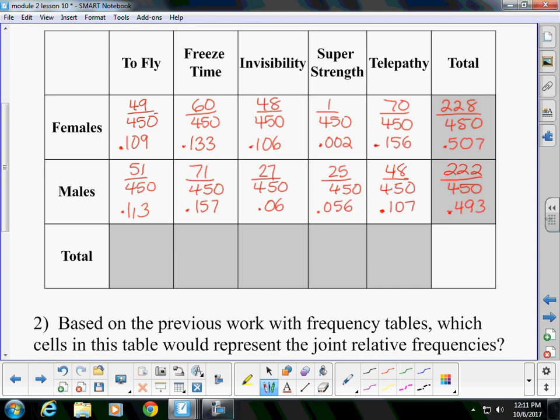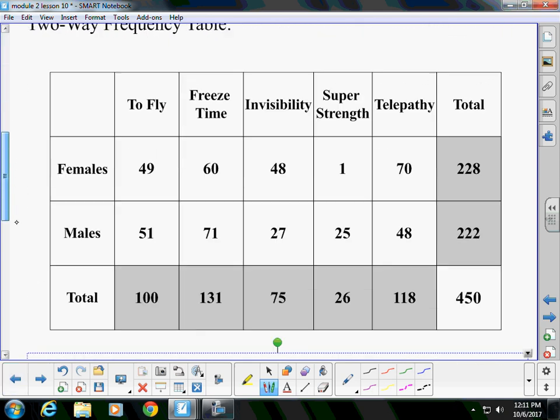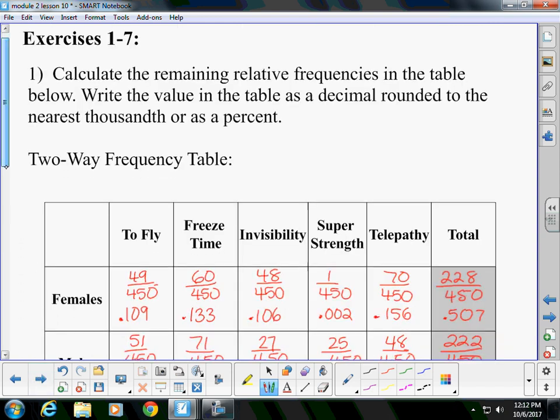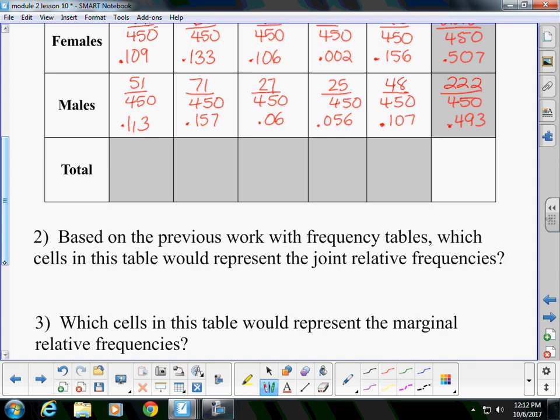And now my totals. Of course, 450. And of course, 450.